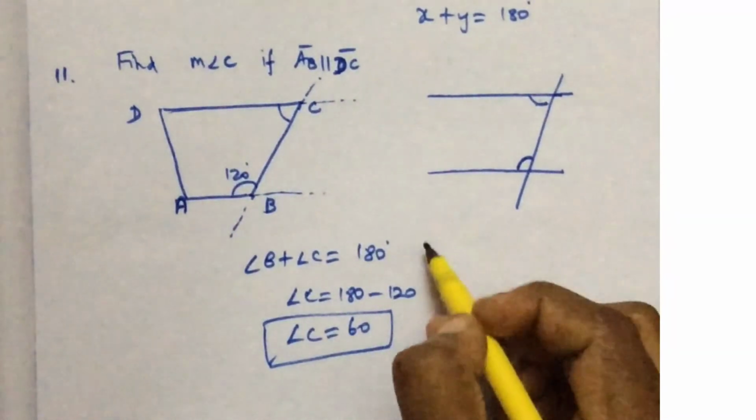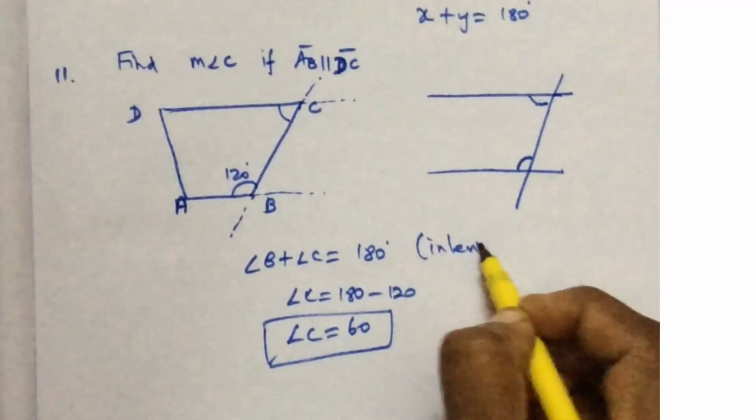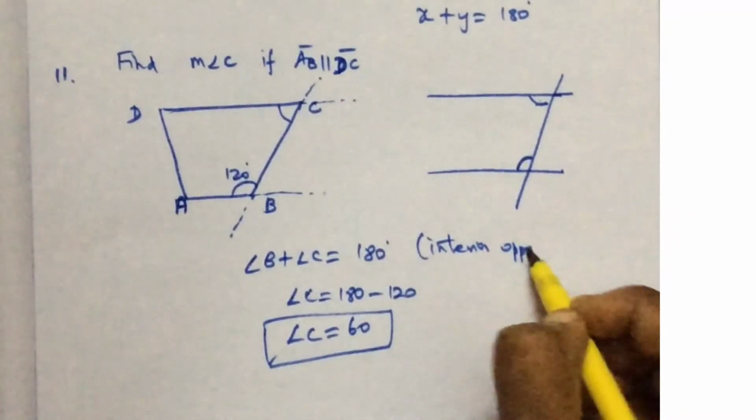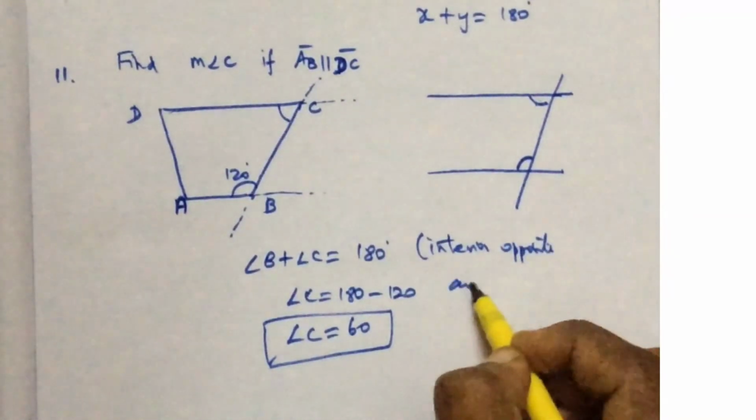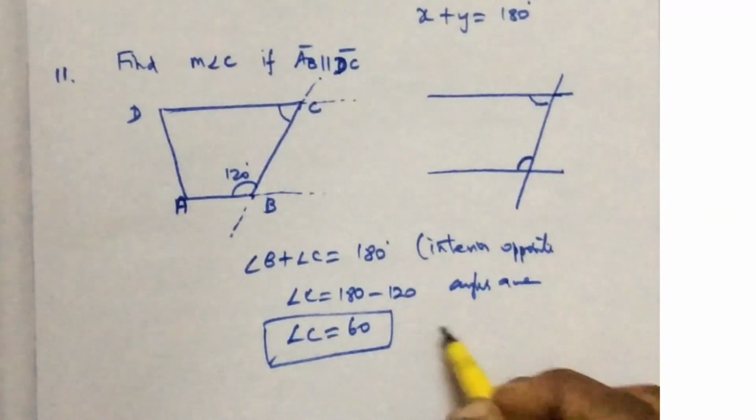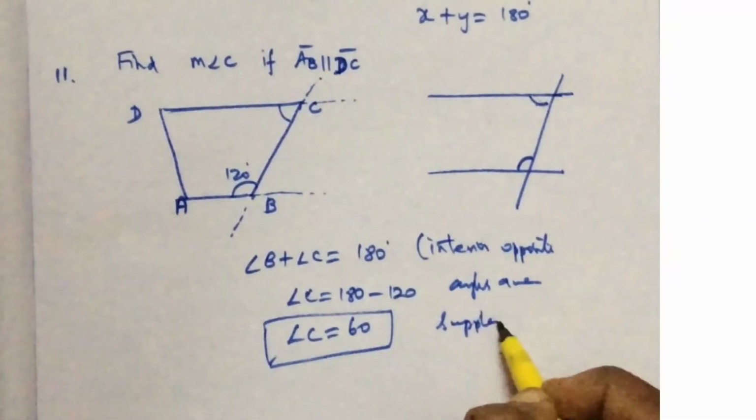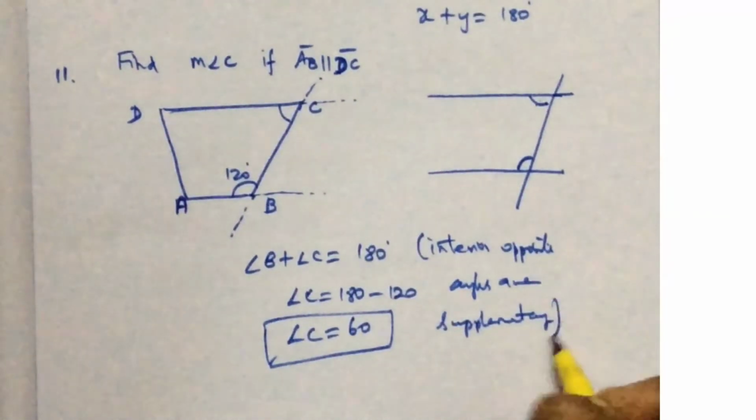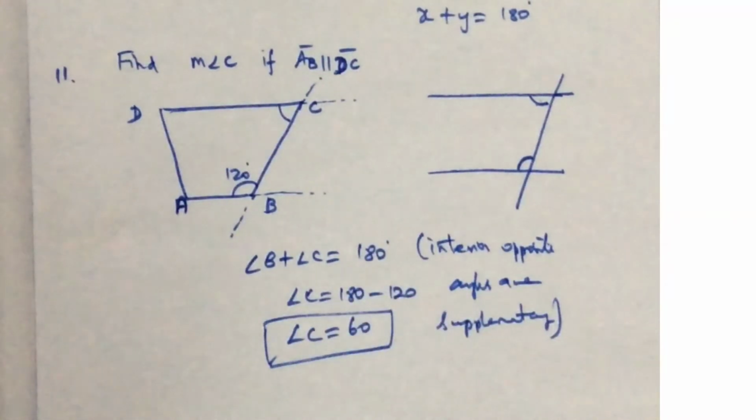So I can write, interior opposite angles are supplementary, which means if you add them together they should give 180 degrees.